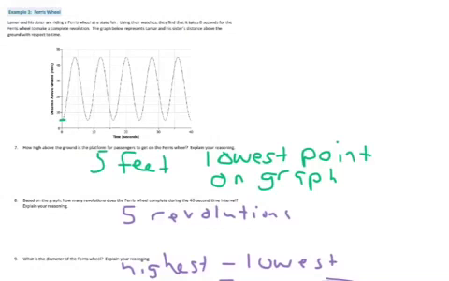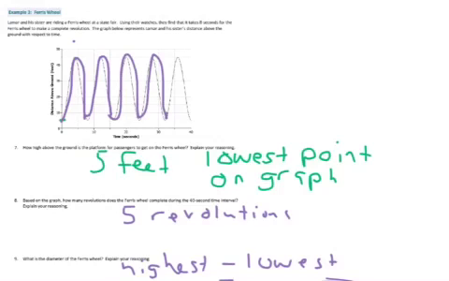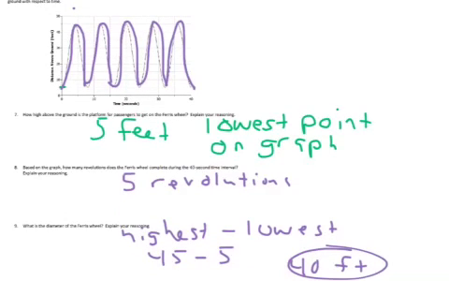Number 8 says, how many revolutions would the Ferris wheel go in 40 seconds? Well, there's going to be a total of 5, because if we start here, we have 1, then we have 2, we have 3, we have 4, and we have 5 revolutions. Because remember, for a full revolution, it has to go up to the very top and then back down to the ground. What is the diameter of the Ferris wheel?